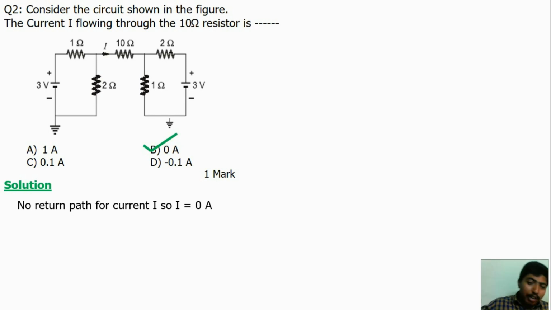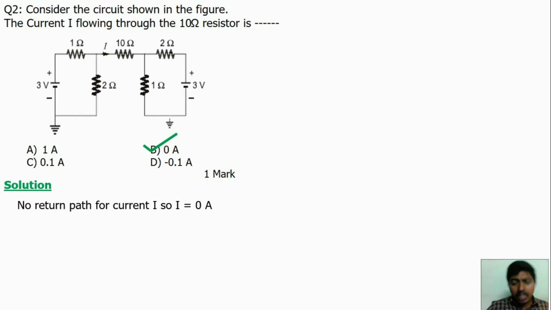But if you consider this a ground node, connected with this, then there will be a return path. If we use mesh or node analysis, we will get 0.1 ampere. But here there is no ground, there is no return path, it is a single point. So the answer will be 0 amps.